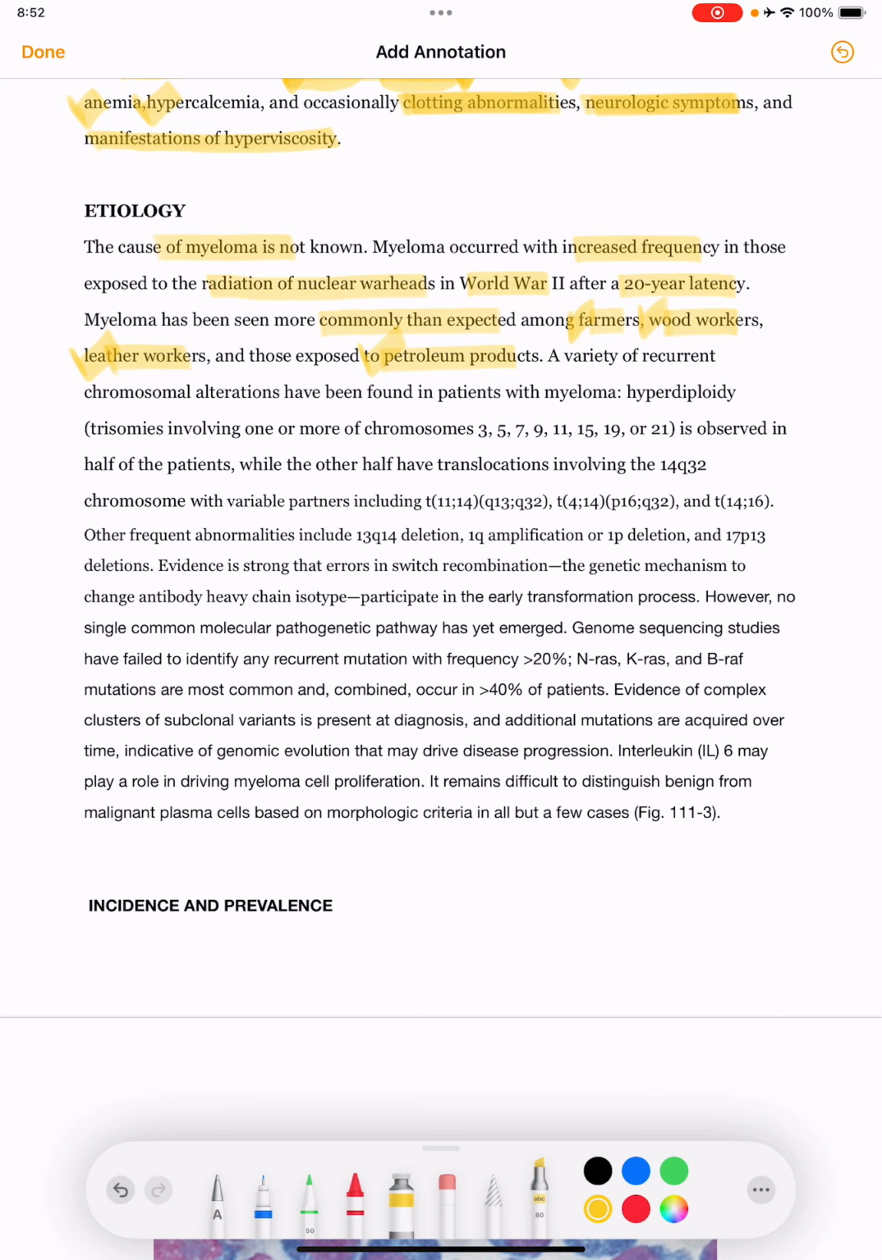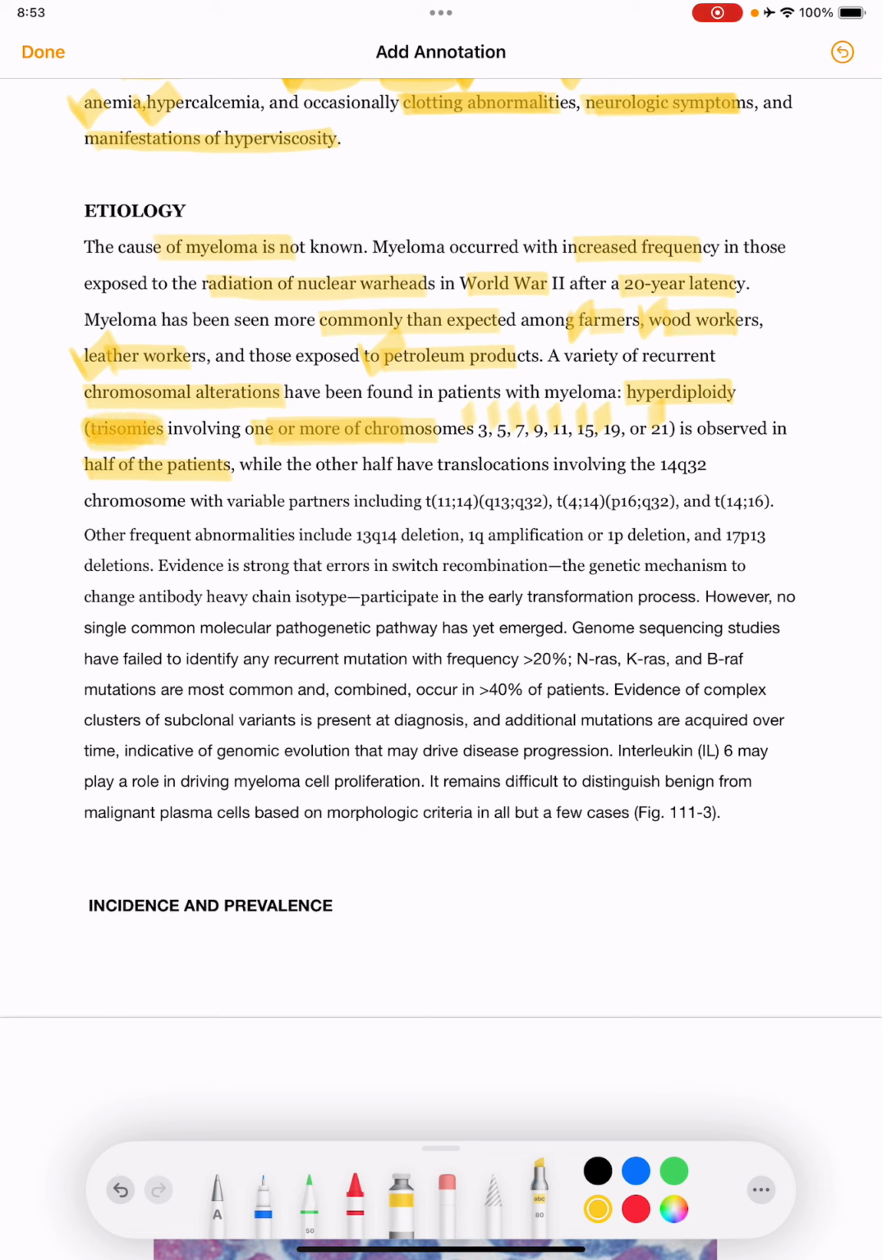A variety of recurrent chromosomal alterations have been found in patients with myeloma. So, what are the different chromosomal alterations in patients with myeloma? Hyperdiploidy, trisomies involving one or more of chromosomes 3, 5, 7, 9, 11, 15, 19, 21. This is observed in half of the patients.